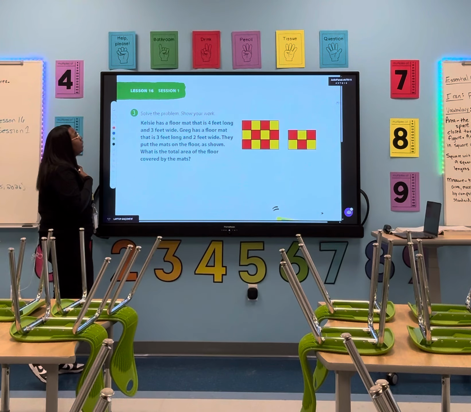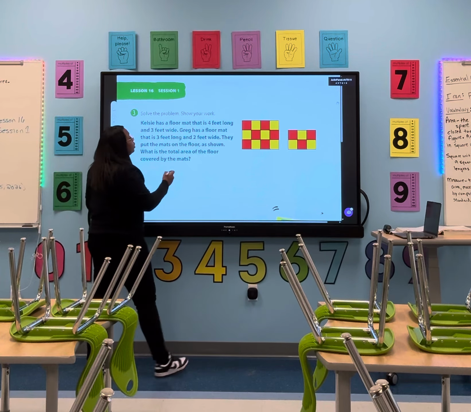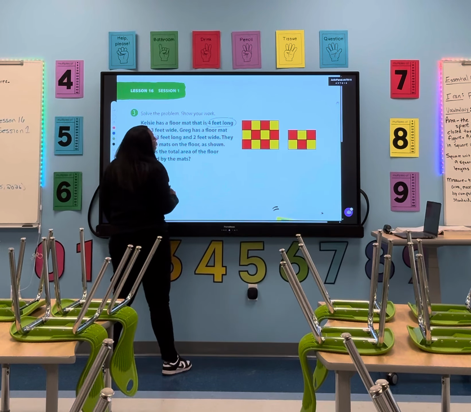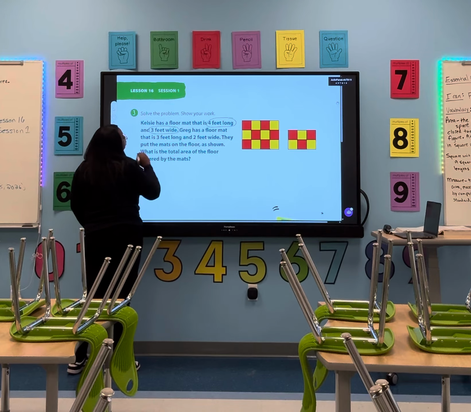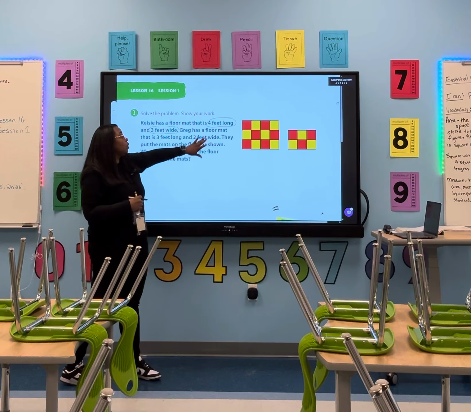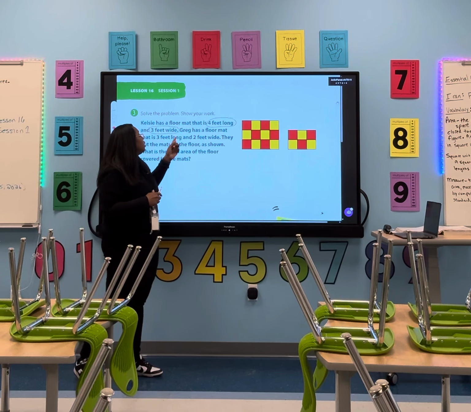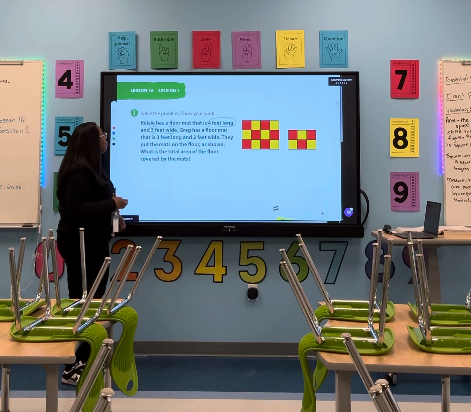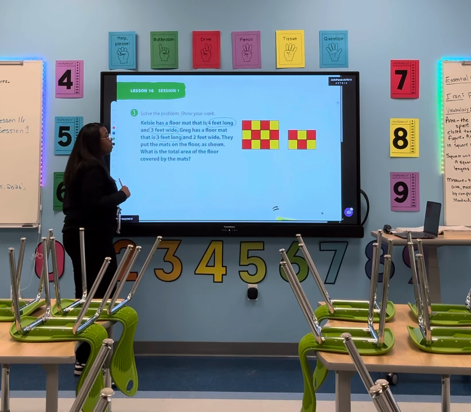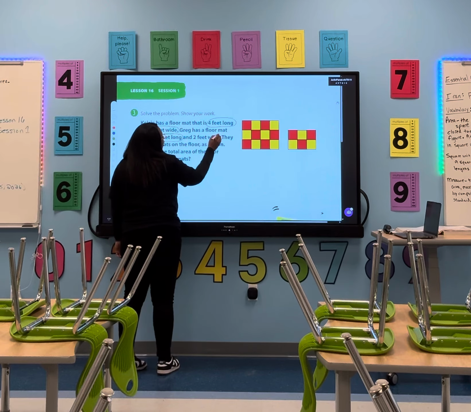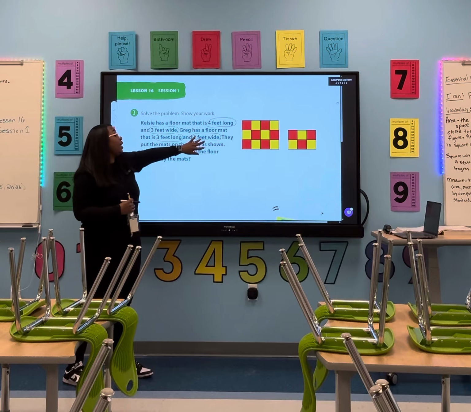Okay, so it says, Kelsey has a floor mat that is 4 feet long. So that sounds important. I'm gonna circle my important numbers. And then they tell me, and 3 feet wide, okay? That's how wide it is. That's another important number. Remember, when we see the word long, that means length. When we see the word wide, that means width. Okay, so then it says Greg has a floor mat that is 3 feet long. So I'm going to circle 3 feet long. That's an important number. And 2 feet wide. That is another important number I'm going to circle. So again, we have the length of Greg's and the width.